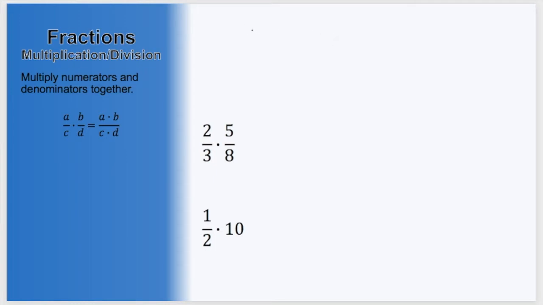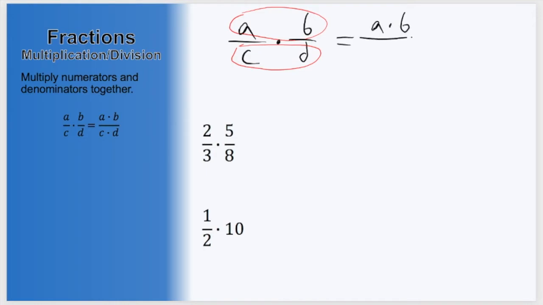If we have two fractions that are multiplying, like a over c times b over d, we simply multiply the numerators together on top, and then the denominators multiply together on the new bottom. So here we'll get a times b divided by c times d.